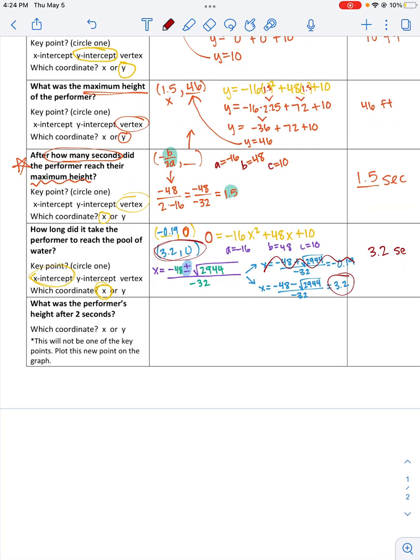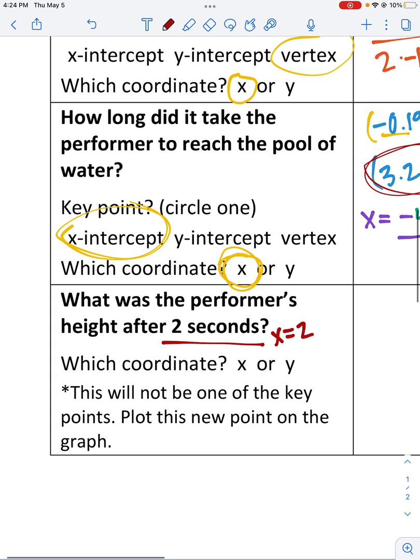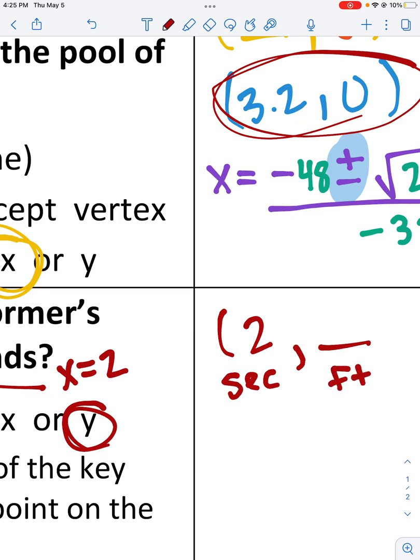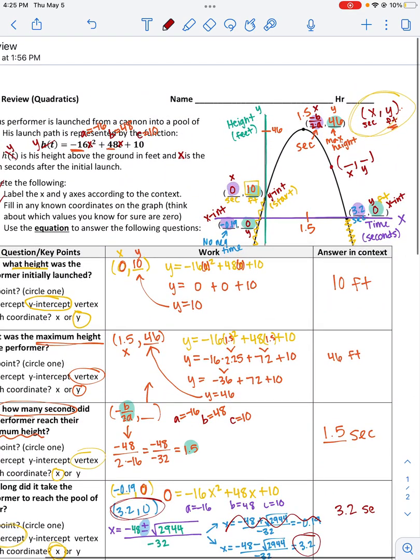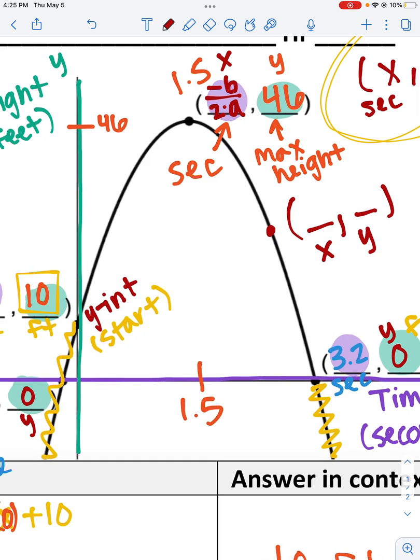And then the last question, what was the performer's height after 2 seconds? So seconds is an x value, so we're looking for where x equals 2. So we're given an x coordinate, and then we're trying to find his height, so we're trying to find a y coordinate. So we're saying at 2 seconds, what's the number of feet? So this is not a key point on the graph. It's not one of the points we already have. If our vertex is at 1.5 seconds, and this is 3, 2 seconds will be somewhere in this region, kind of close to this point here.